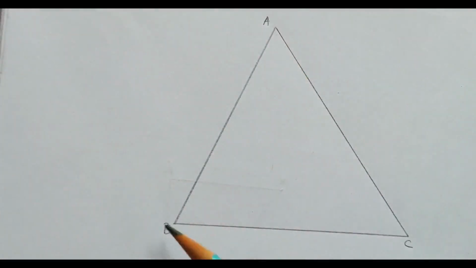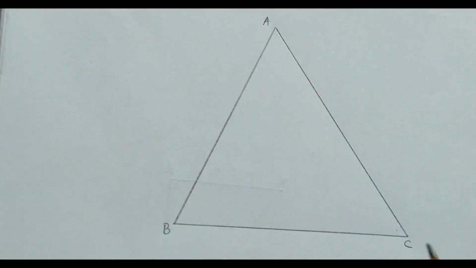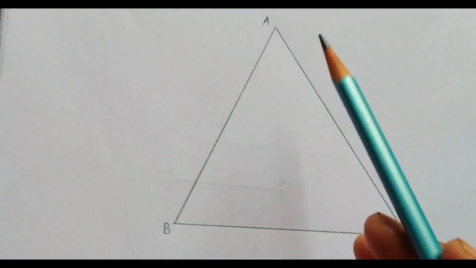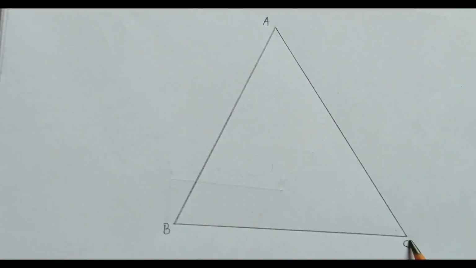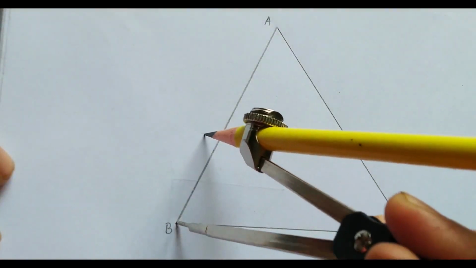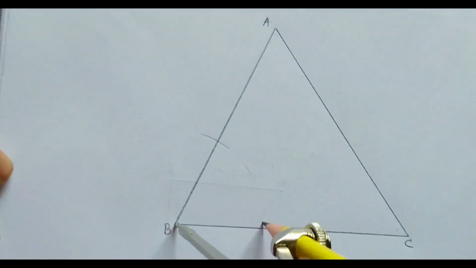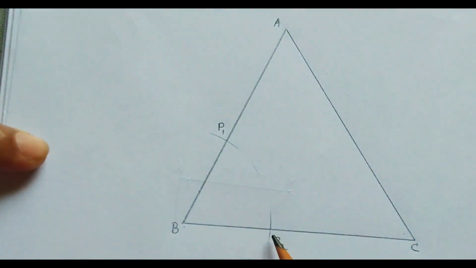We have a triangle ABC here. We are going to draw the angle bisectors of angle A, angle B and angle C. That means we have to repeat the procedure at A, B and C. So first let us draw the bisector of angle B. Keep the compass at B. Draw an arc on both the arms of angle B. Let's name these points P1 and P2.